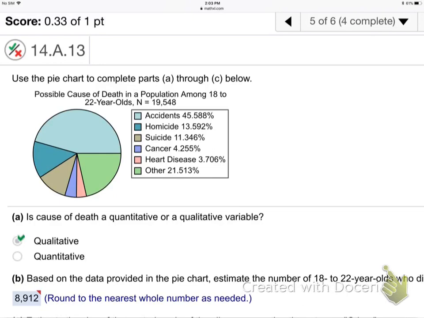Okay, use the pie chart to complete parts A through C below. Possible cause of death in a population among 18 to 22-year-olds. Okay, so there's different causes of death. Now they're asking the question, is it quantitative or qualitative? You ever heard those words before? What does it mean when somebody says that's quantitative? It has to do with numbers. Yeah, a quantity is a number.